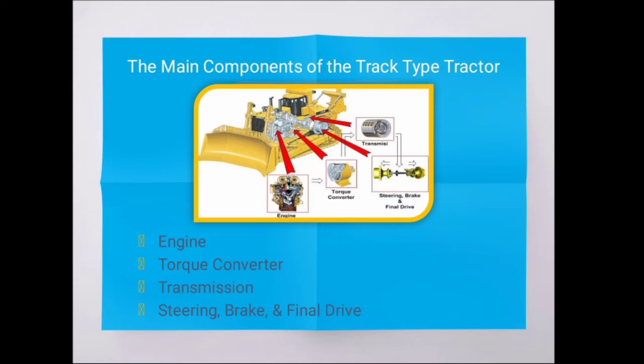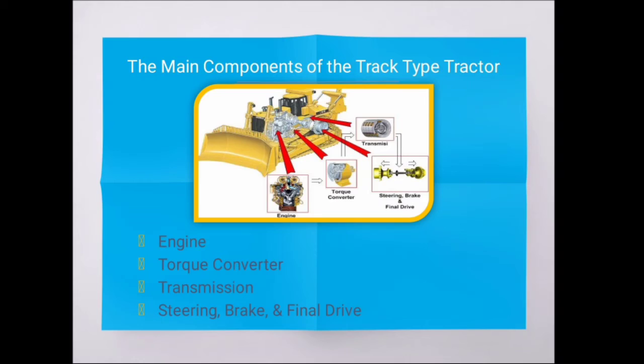Next, the torque converter. The power from the engine is transmitted to the torque converter. The torque converter is a component that functions to multiply torque so that the engine speed can be converted into high torque to do work. Next, the transmission. From the torque converter, the power is passed on to the transmission. The transmission is a component that functions to regulate speed, torque, and direction of rotation.